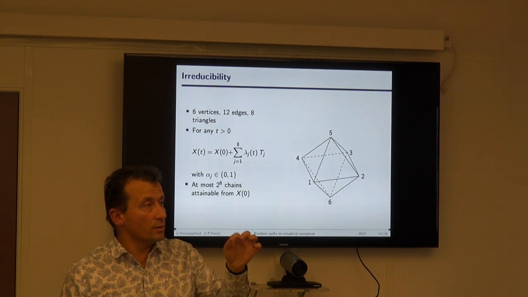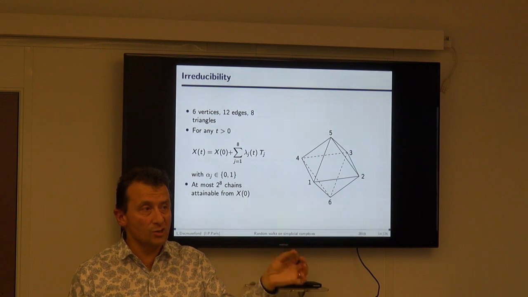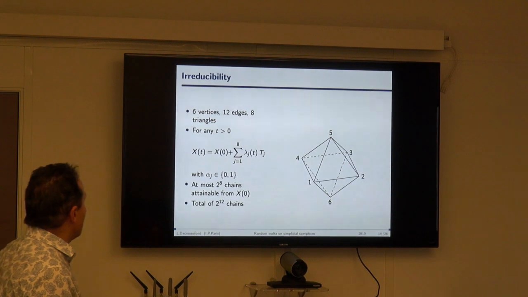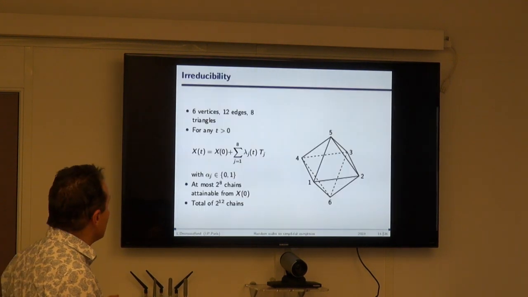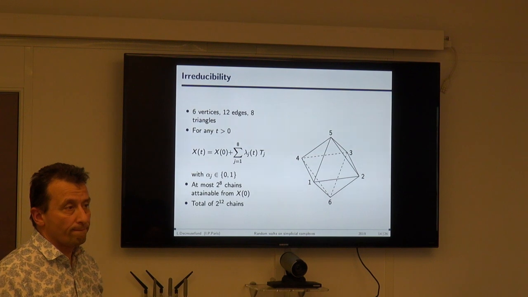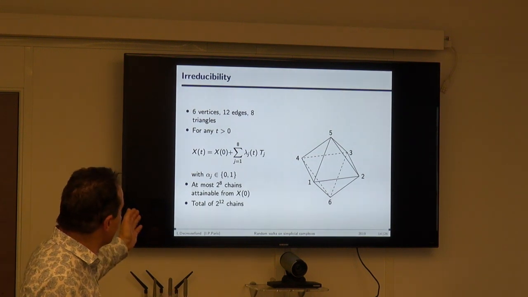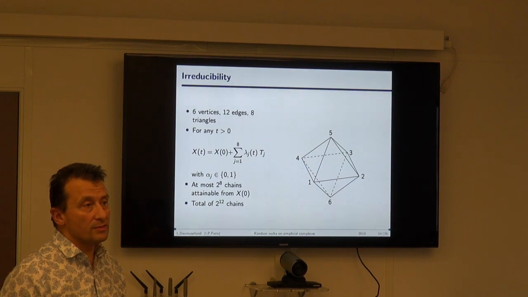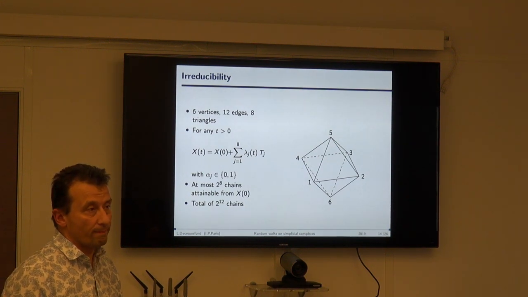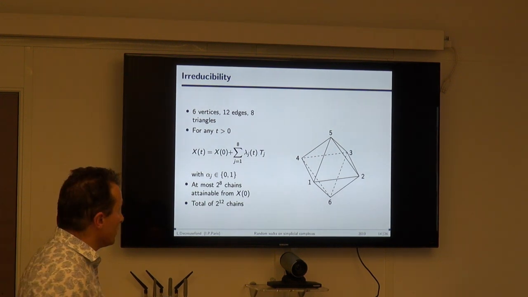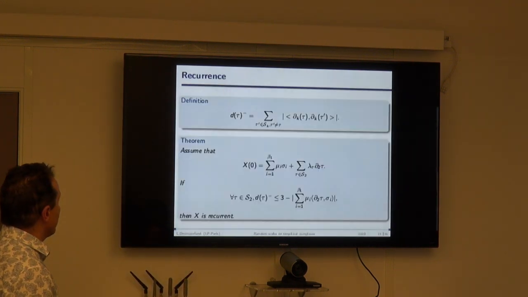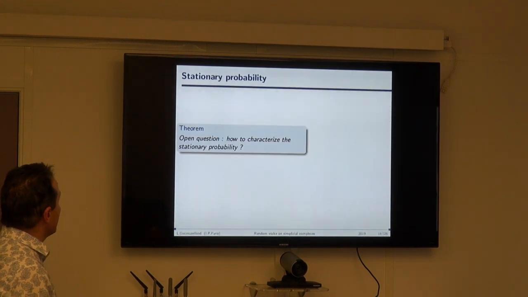Because a chain is 0 or 1 for each edge. So at least it can be irreducible. That means that you have 16 recurrence classes in this simple chain. So irreducibility is something which is very hard to determine. I didn't find any indication, so this one I will skip.